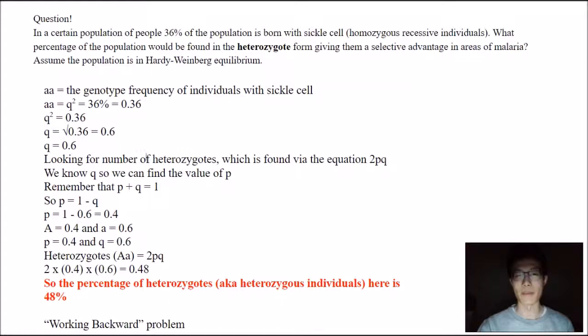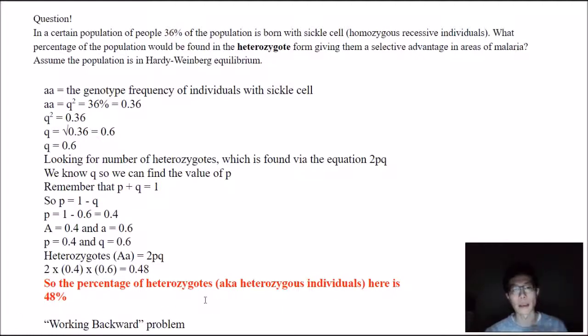We now can find the frequency of heterozygotes. So 2pq is going to be used to look for our heterozygote frequency. We know p is 0.4, we know q is 0.6. Heterozygotes, big A little a, that's equal to 2pq, which is therefore just going to be 2 times 0.4 times 0.6, which is 0.48. And of course, we're looking for what percentage according to the question. So we have a decimal, you just multiply it by 100. And so the percentage of heterozygous individuals within this population, that ultimately will have a selective advantage in areas with malaria, will be 48%.